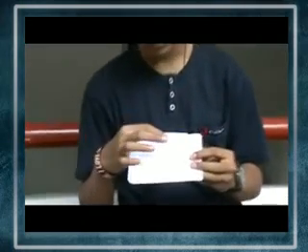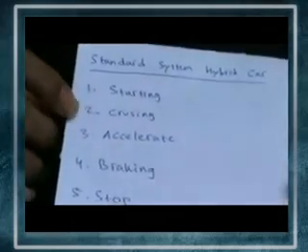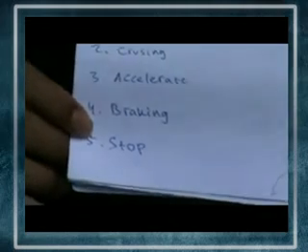Now I will explain about the hybrid car system. Simply, the hybrid car system is a combination of fuel energy and a battery in one car. There are two types of hybrid car. The first is the standard system hybrid car, which has five steps: starting, cruising, accelerating, braking, and stopping.